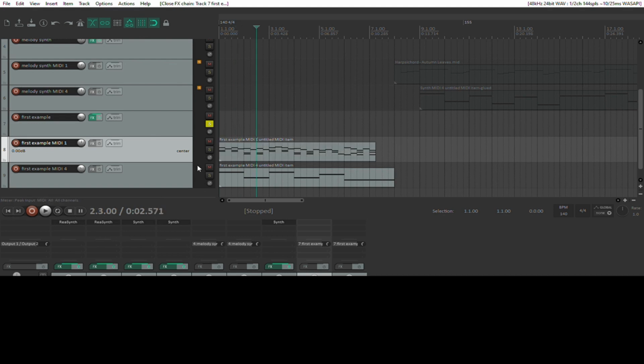So how does it work? Well, these two tracks have their MIDI data being sent to my synthesizer, and this track is being sent into the first MIDI channel of the synthesizer, and this one is sent into the fourth MIDI channel. So the first MIDI channel is the one that's actually played.